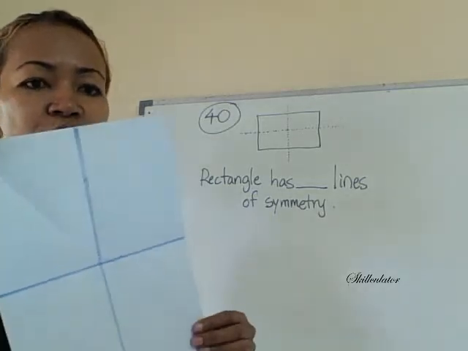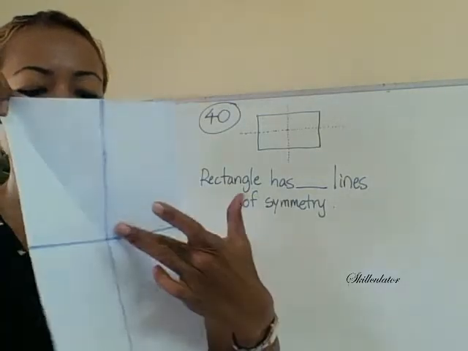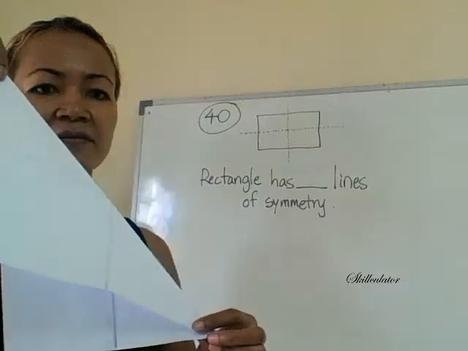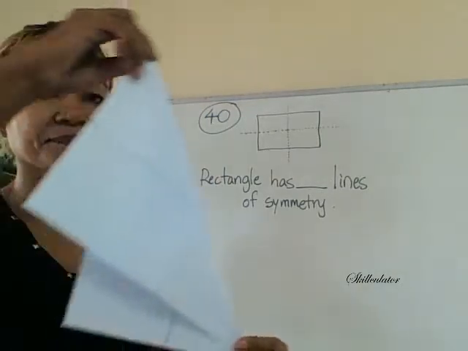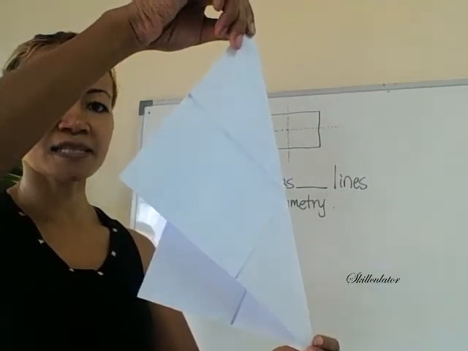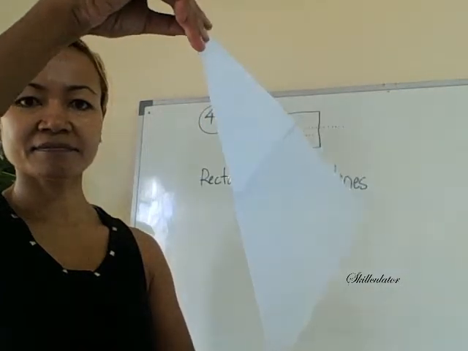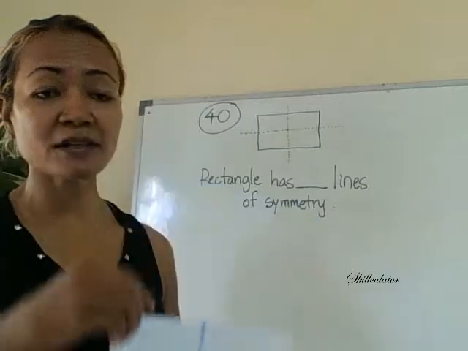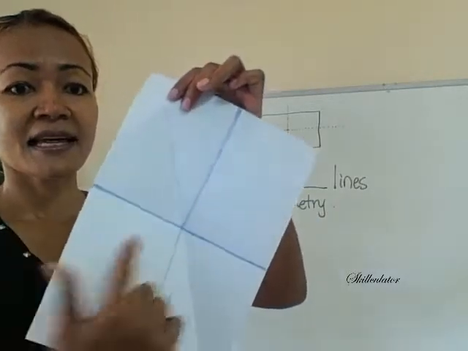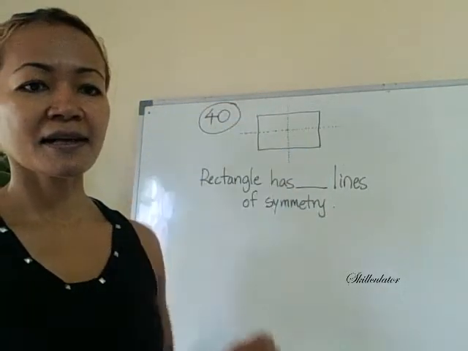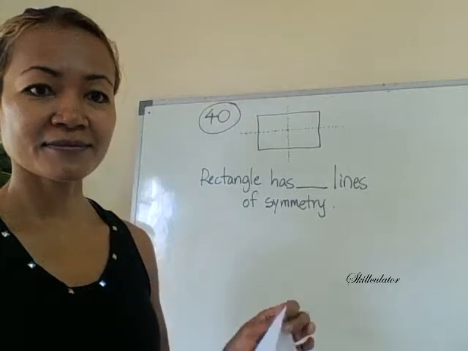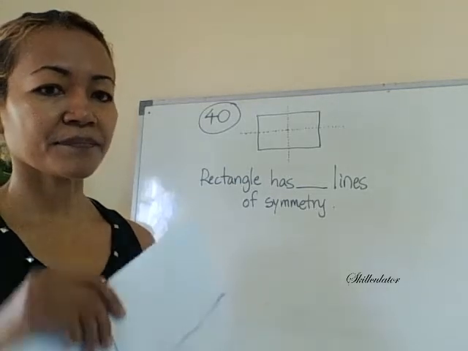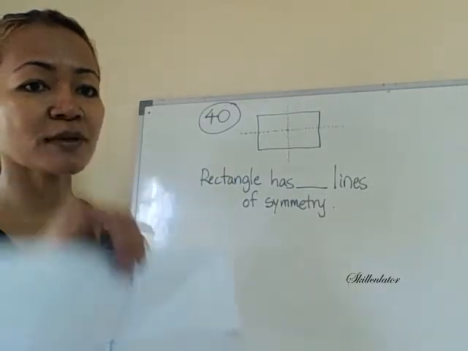What about if we try diagonal? Because that goes through the middle as well. If I fold it along the diagonal, what happens there? There's overlap. That is because it is not symmetrical. The shapes are similar, but they're not symmetrical. So a rectangle has only two lines of symmetry.